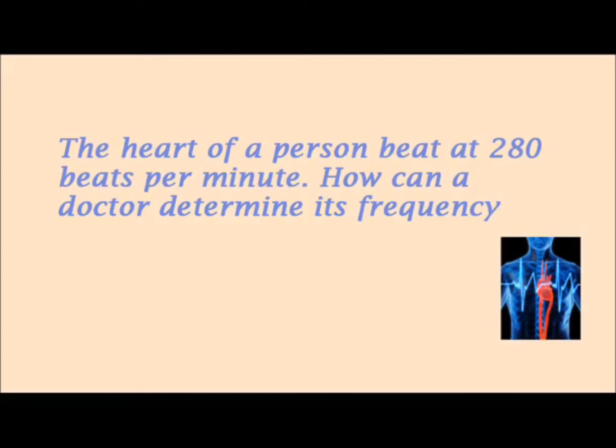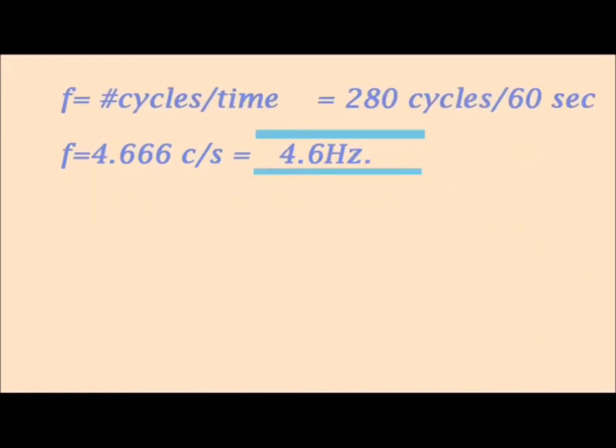To remember what we have seen in class, we can solve the following exercise. The heart of a patient beats at 280 beats per minute. How can a doctor determine its frequency? The answer will be obtained using the formula of cycles between seconds or oscillations between seconds.